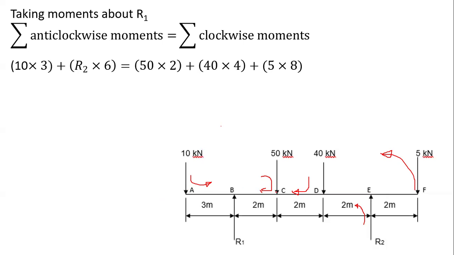The same thing with this one. We're still taking moments about here. This is your fixed point. This force is acting downwards. Considering this force alone, the kind of rotation it would cause, as long as it's acting in that direction, would be the beam going down, meaning rotating in this direction, which is clockwise. So that's why we start.